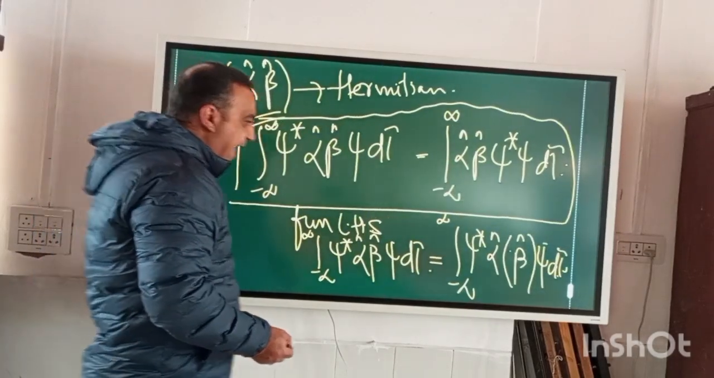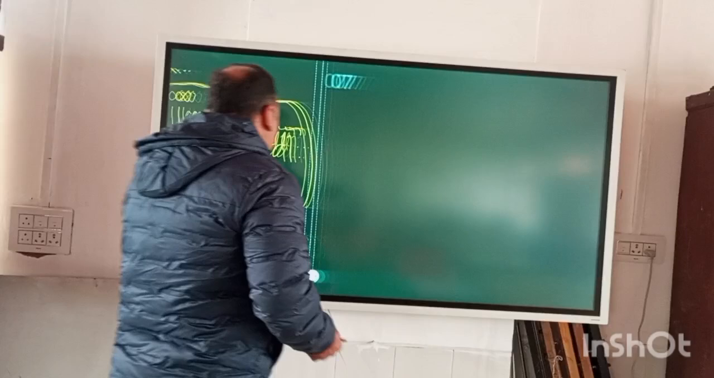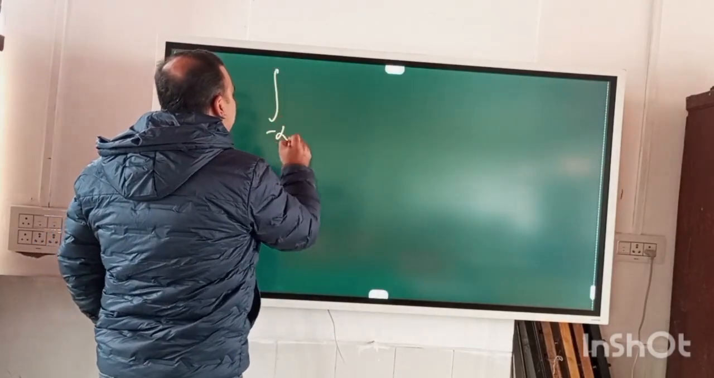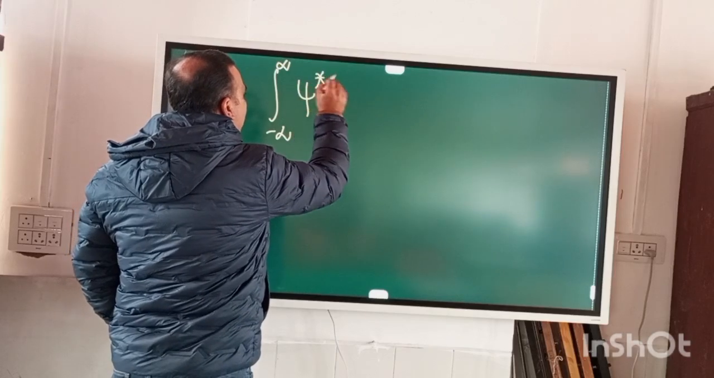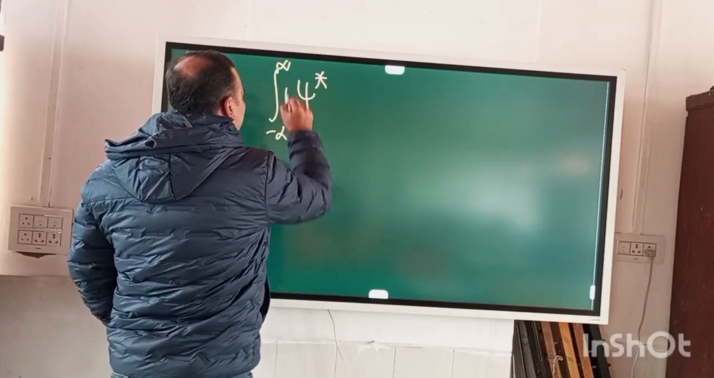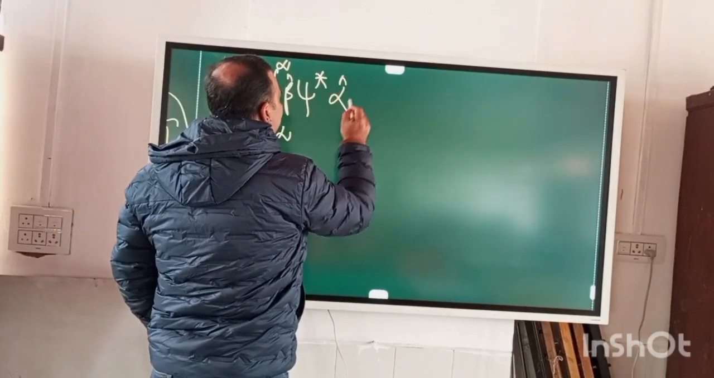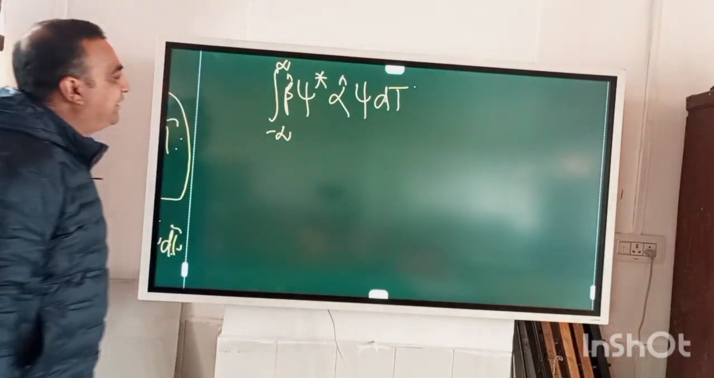So if I use that, what I'll be writing here, using the property of Hermitian operators, is the integral from minus infinity to infinity of psi star, but that beta will come here. So beta cap will be here. Inside I'll have alpha cap, psi, and d tau. That should be the case.